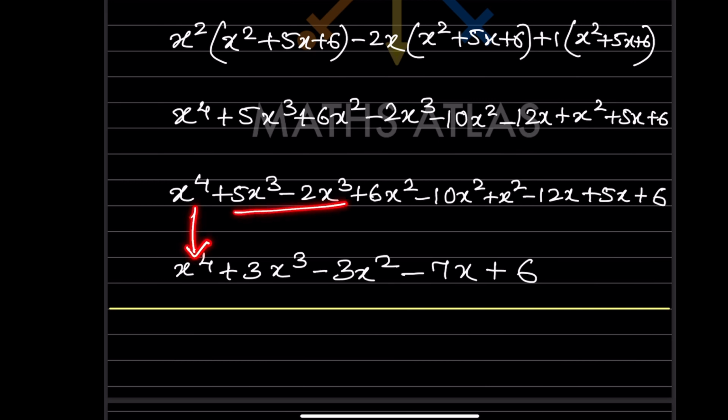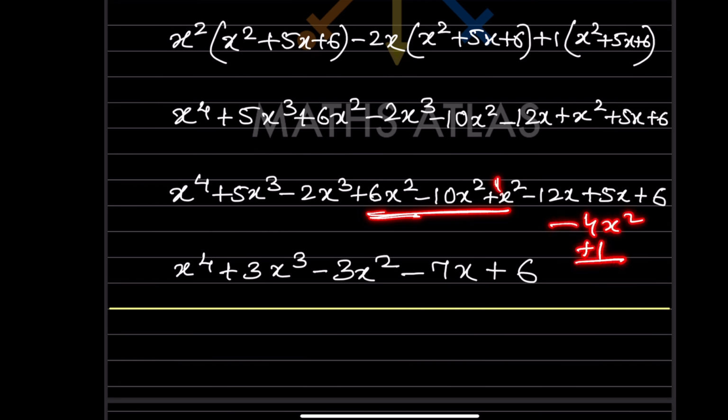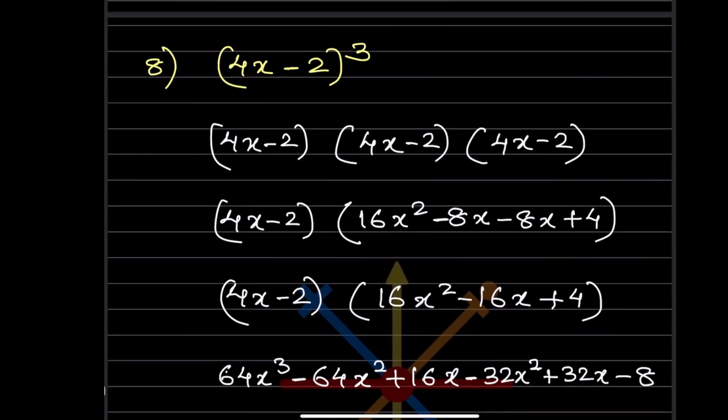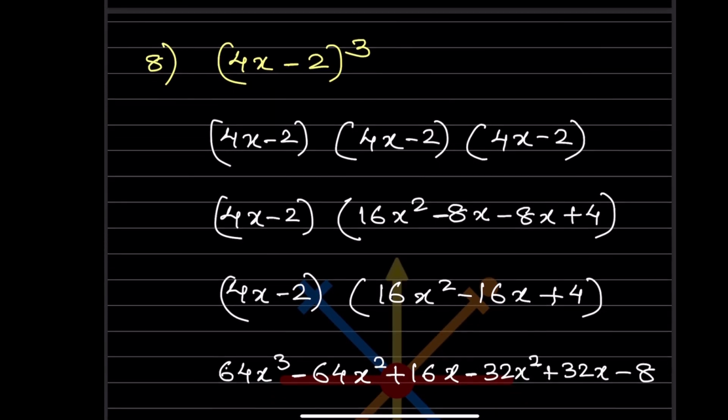So now this 5 minus 2, because both are x cube, so that is going to be 3x cube. These all are x square, so plus 6 minus 10, so minus 4x square, and this is 1 plus 1, so that is going to be minus 3x square. So minus 12 plus 5, that is going to be minus 7, and this is plus 6, so this is the answer.